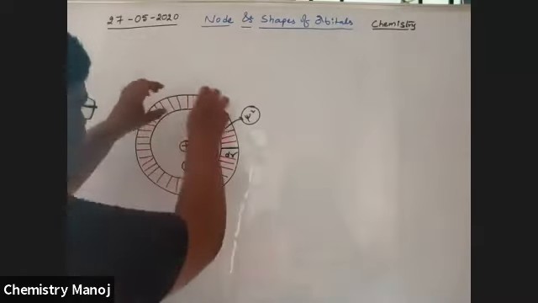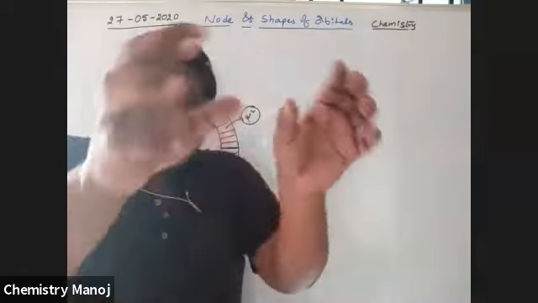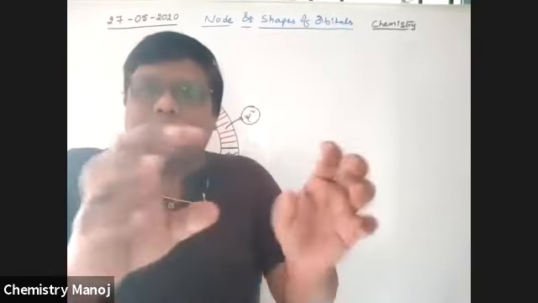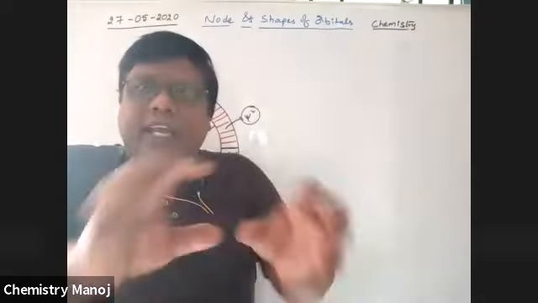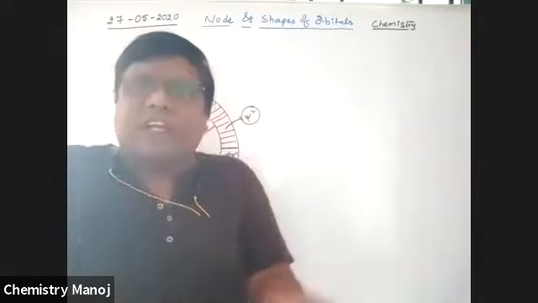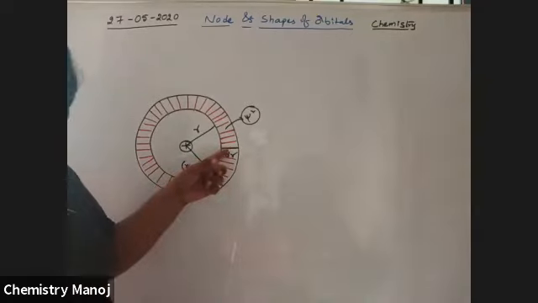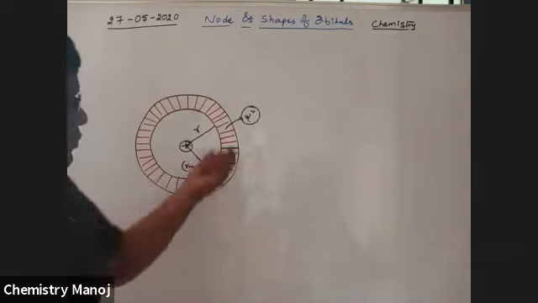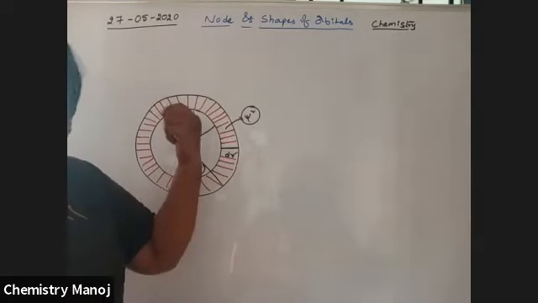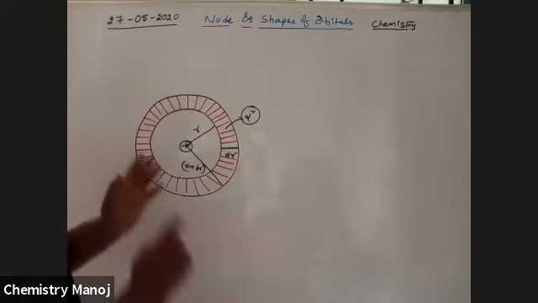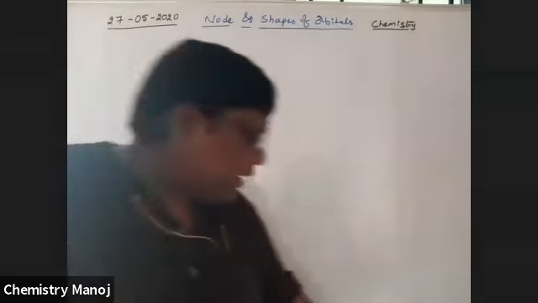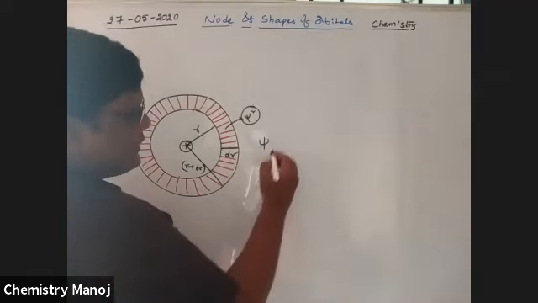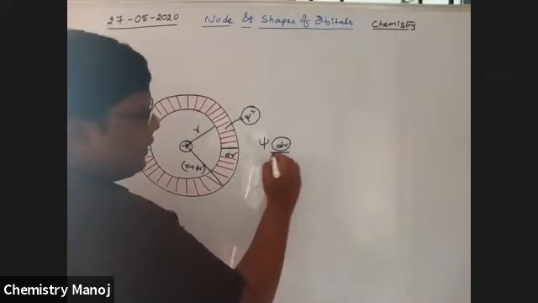Now, this seems to be like a bicycle tube, a tire tube set. It is just the air-filling area, and that air-filling area is this one. That means I'm going to find out ψ square at a radial distance r, ψ at a distance dr, at a volume dr.